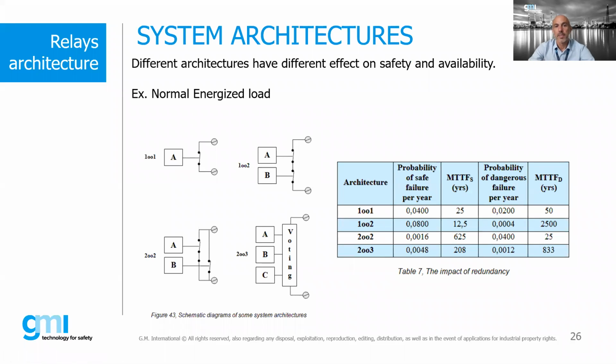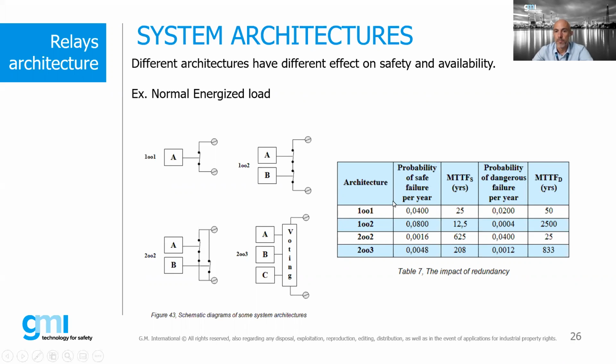So here is another example of architecture. We are talking about safety and availability. Here we have different configurations for normally de-energized load, which is the most important for our customers. Here I have a configuration 1 out of 1 for normally de-energized, I have 1 out of 2, I have 2 out of 2, that is not good, of course, and 2 out of 3. We are making all examples so you can understand better.